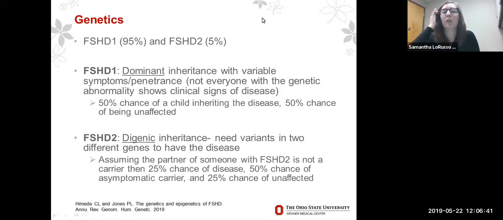FSH2 is a little bit more confusing genetically. It's what we call a digenic inheritance. And to put it simply, you need two variants in two different genes to have the disease. And so if you have FSH2, assuming that your partner is someone without any genetic abnormalities, then a child would have a 25% chance of getting the disease, a 50% chance of being an asymptomatic carrier, and a 25% chance of being totally unaffected.